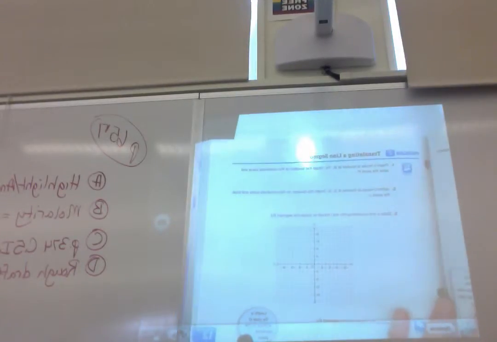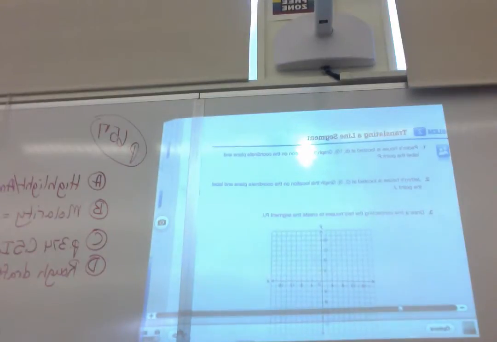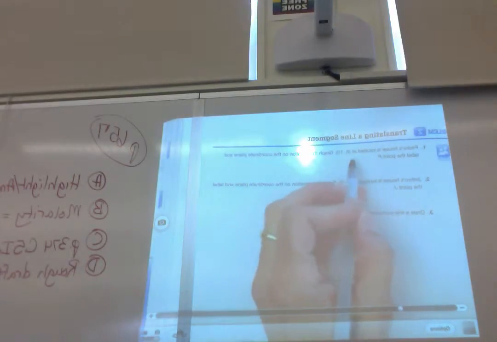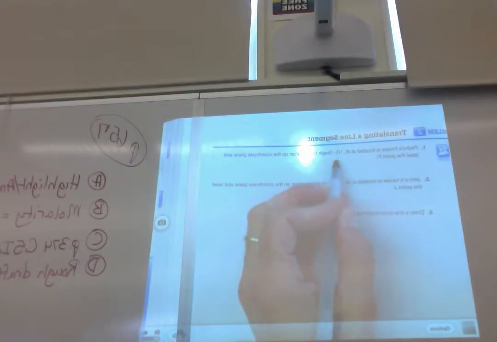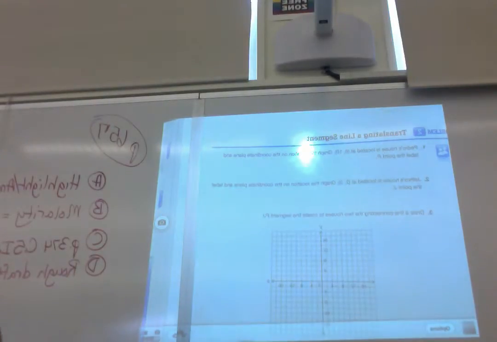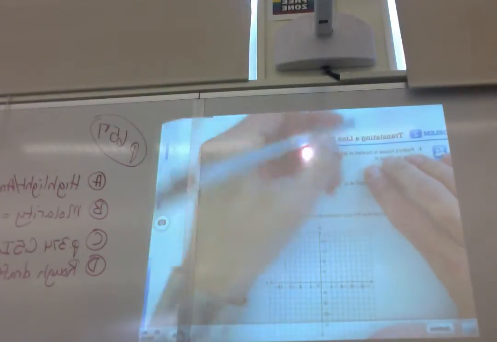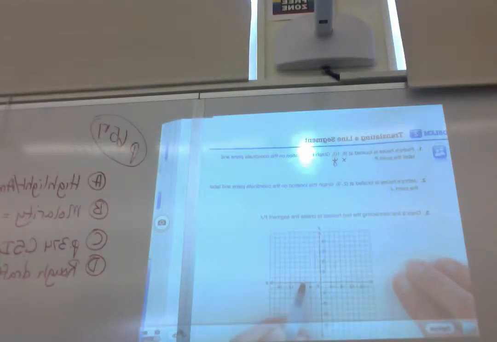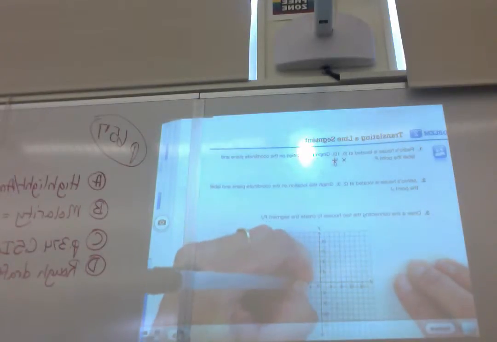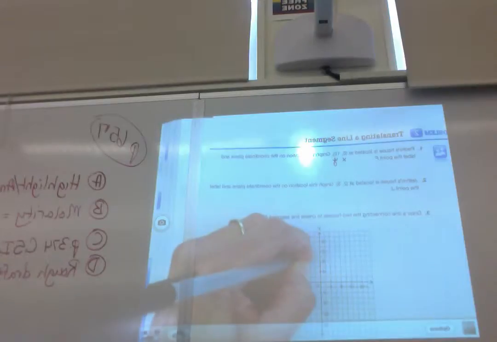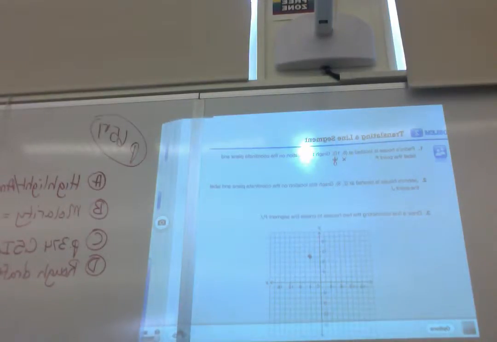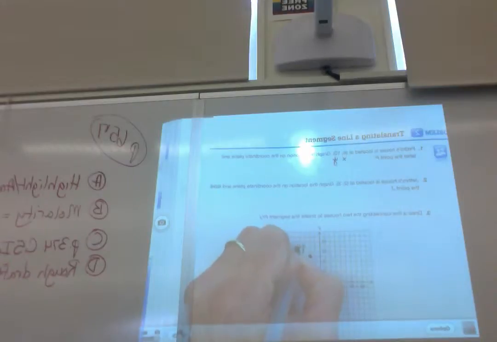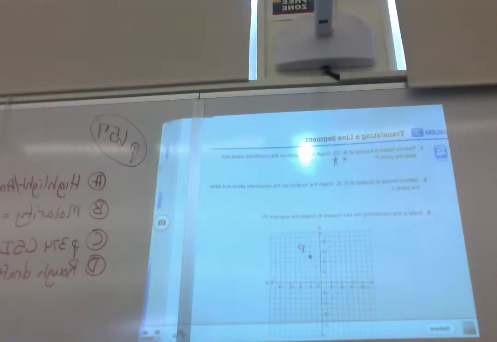Pedro's house. I'm at the top of page 657. Pedro's house is located at (6, 10). Graph this location on the coordinate plane and label that point P. If I'm finding (6, 10), that's the X, that's the Y. Start on the X, go over 6. It's going to be between the 4 and the 8. And then on the 10, I need to go up on the Y. It's going to be between the 8 and the 12. There's (6, 10). This is going to be point P. You got a P? Yeah, for Pedro's house.